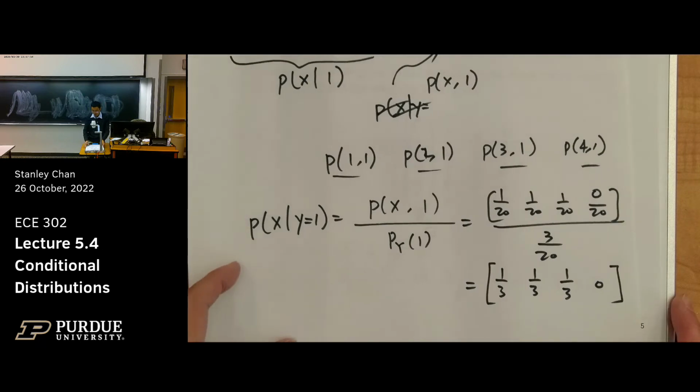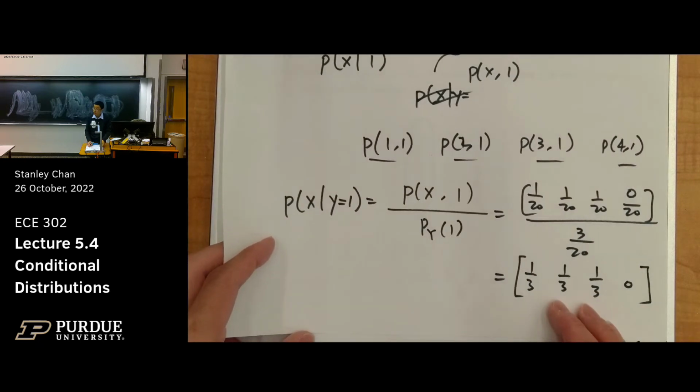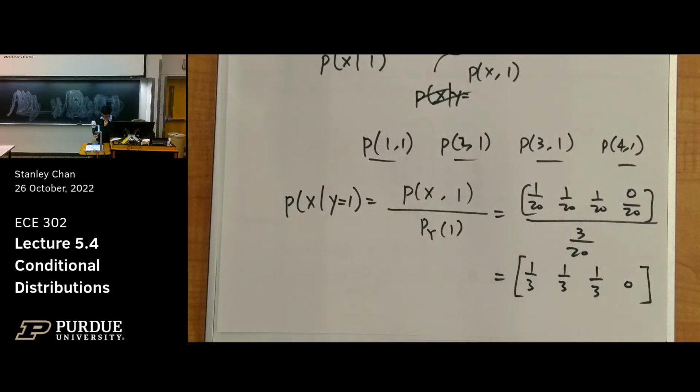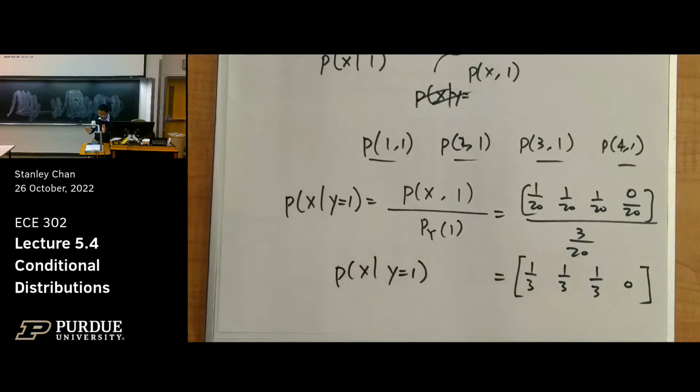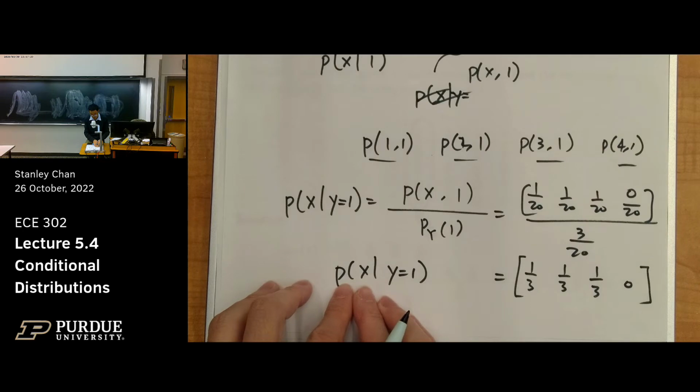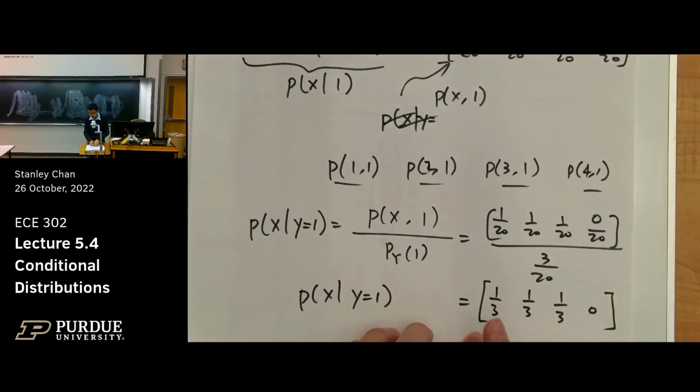Okay, so that is the conditional distribution. Do you notice one thing? This is p of x given y equals 1. So I'm already fixing my y equals 1, and I'm looking at the distribution for x. I have 4 numbers. Anything special about these 4 numbers?